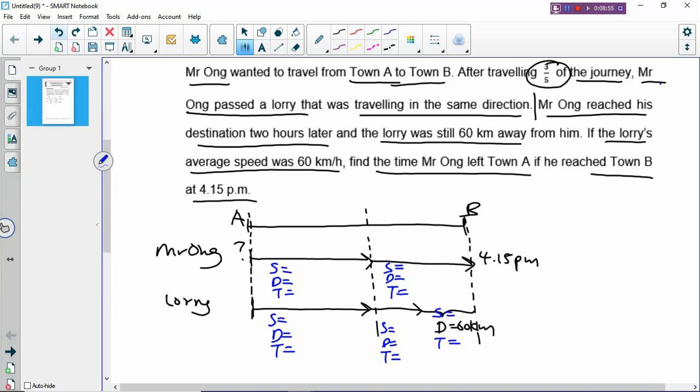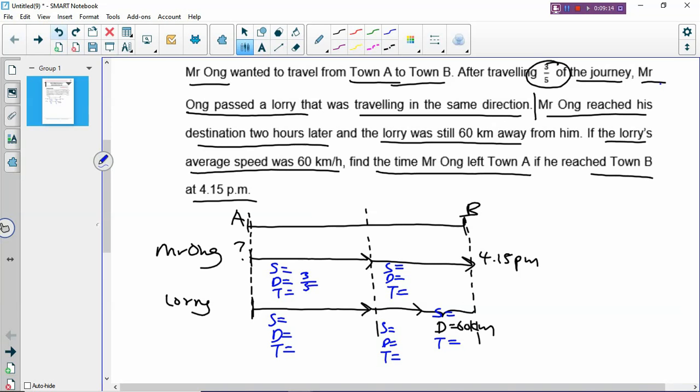Alright, then what's the next step? The next step is to now put the numbers into your model. So Mr. Ong traveled from A to B after traveling 3/5 of the journey. So the distance is a fraction. So I can just put 3/5 inside the set of values.